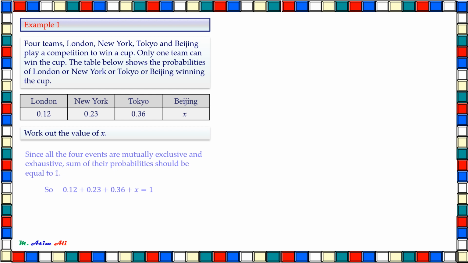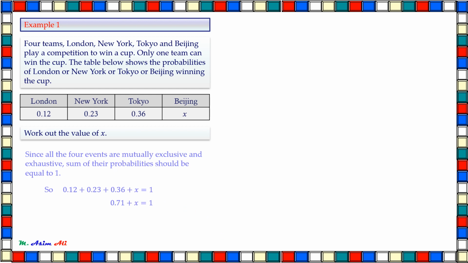So we will set up an equation: 0.12 plus 0.23 plus 0.36 plus x equals 1. It's a mathematical equation which we have to solve, and we will find the value of x from it. Now 0.12, 0.23 and 0.36 are adding on the left hand side. We will add them, and the answer will be 0.71. And now we have to find the value of x.